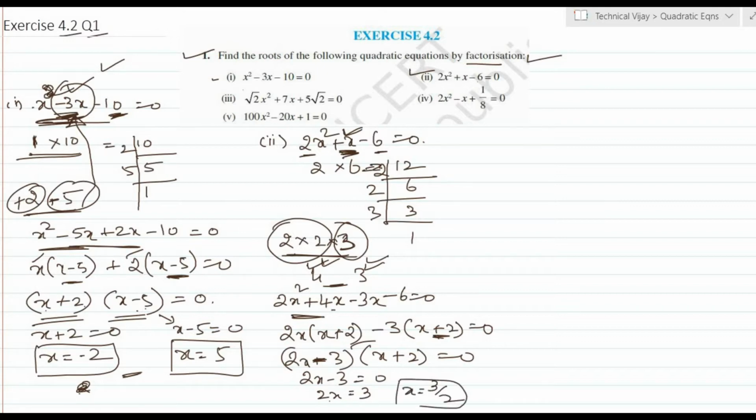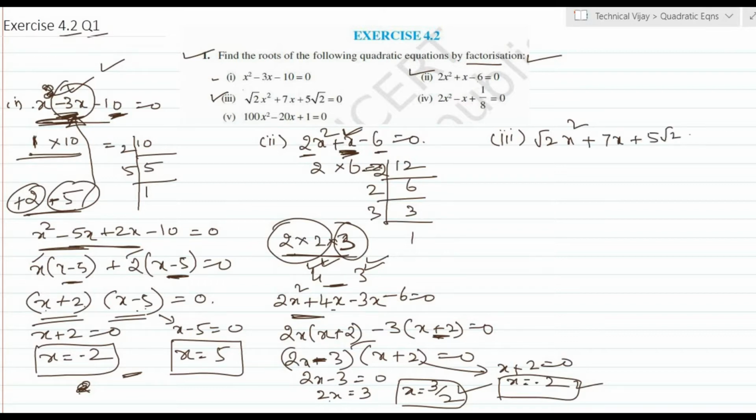This is one of the roots. And one more is x plus 2 is equal to 0. So x is equal to minus 2. This is another root. So minus 2 and plus 3 by 2 are the roots of the quadratic equation. So now we will go for this third one. Here root 2 x square plus 7x plus 5 root 2 equal to 0.